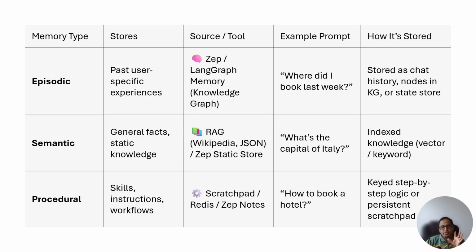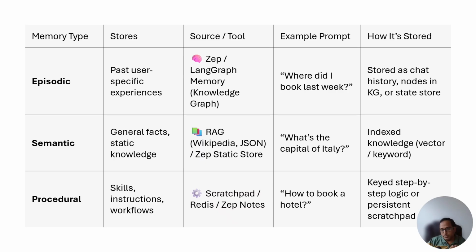To summarize, we discussed episodic, semantic and procedural memory. Episodic stores past user-specific experiences, which is typically handled by Zep or LangGraph memory. For example, where did I book last week, stored as chat history, key-value pairs, or as a graph RAG, as we saw. Then semantic memory holds general facts and knowledge, typically provided by a RAG tool for the agent. And then procedural memory is skills, instructions or workflows. You can use something like a scratchpad.